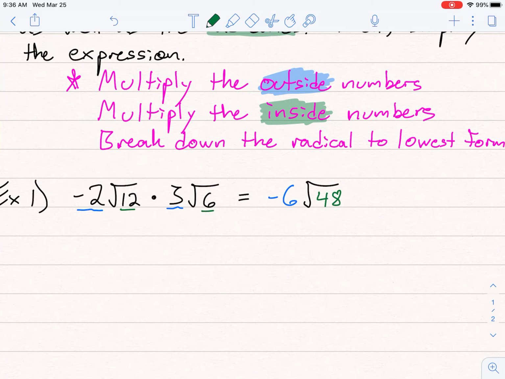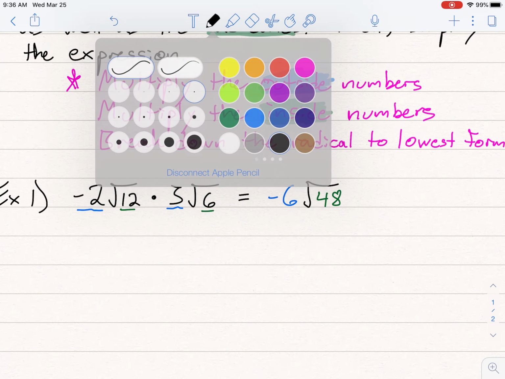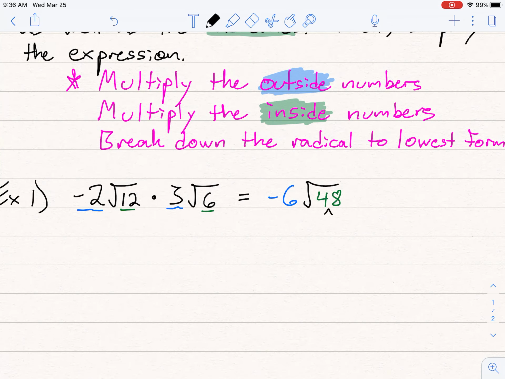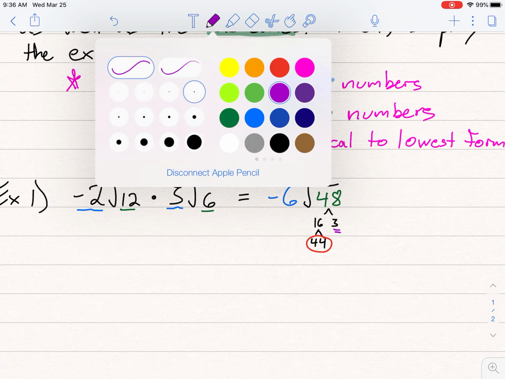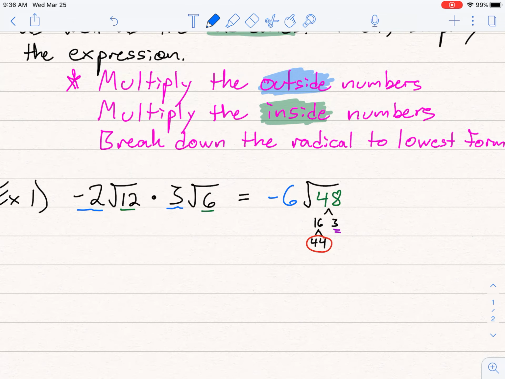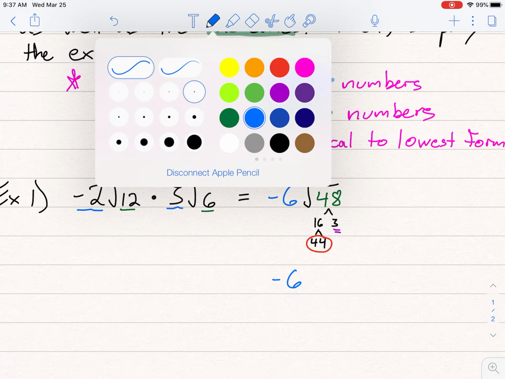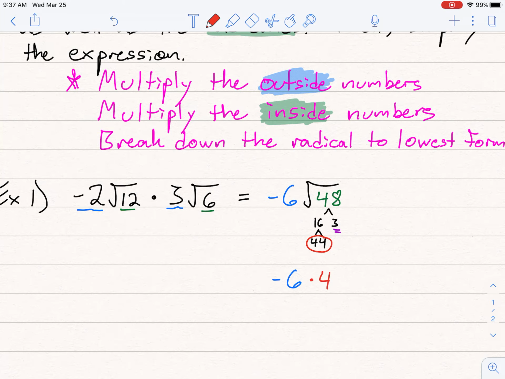This is the expression when you multiply them together, but you still want to break down that radical to simplify it a little bit more. I can break it down using a factor tree here. So I know this is 16 and 3, and then 16 is 4 and 4. So there's my pair that's going to come out of our radical, and then this 3 is going to still remain. Now, just like we've done in the past, you still have that negative 6 as the coefficient in front that has to multiply with whatever's coming out here. And then the 4 is coming out, so times 4.